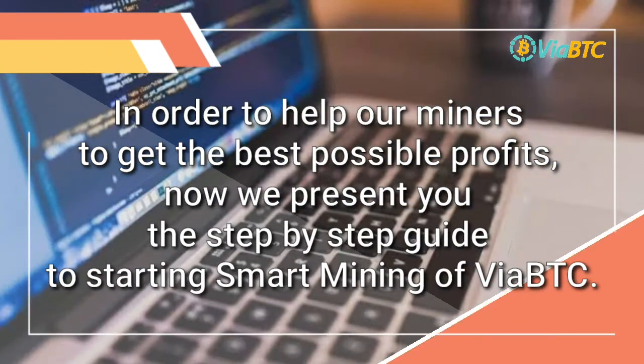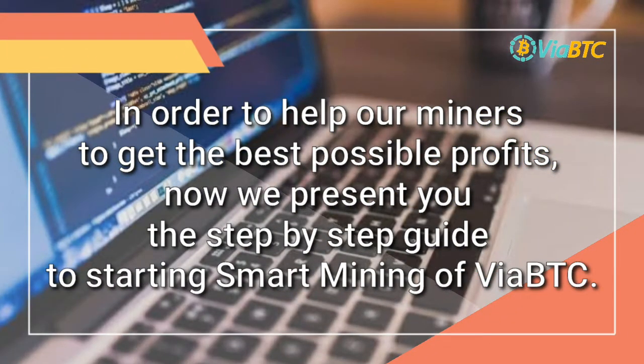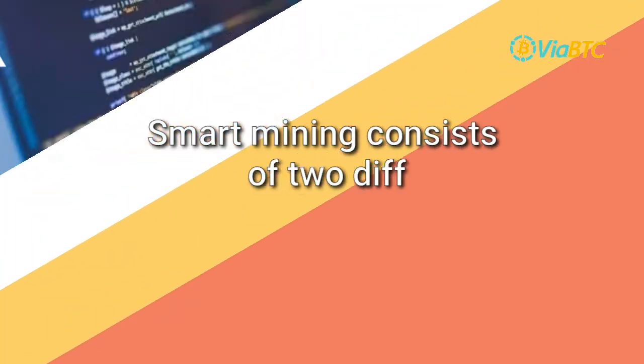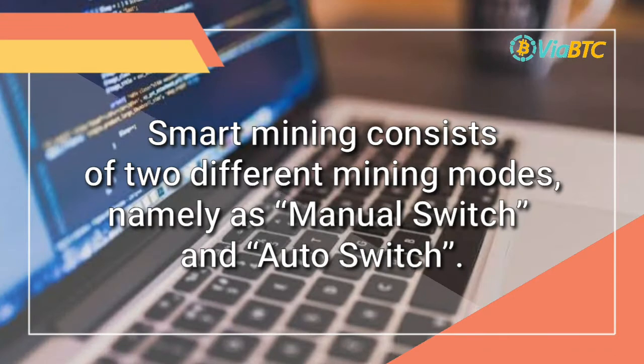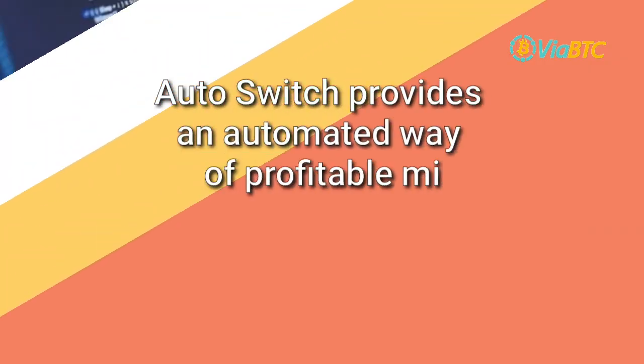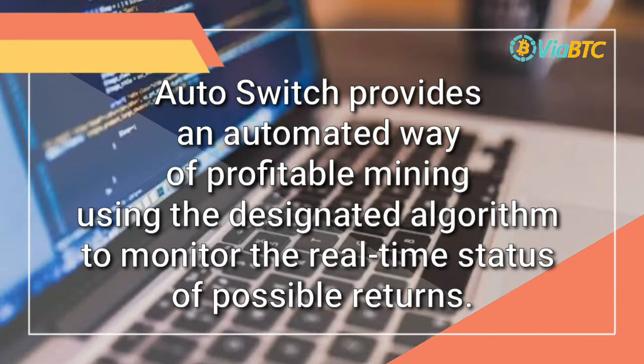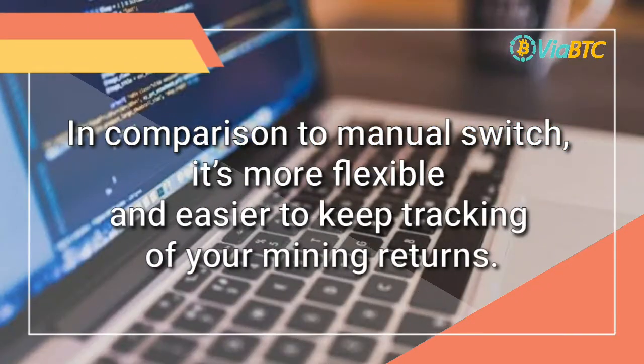In order to help our miners to get the best possible profits, now we present you the step-by-step guide to starting smart mining of ViaBTC. Smart mining consists of two different mining modes, namely manual switch and auto switch. Auto switch provides an automated way of profitable mining using the designated algorithm to monitor the real-time status of possible returns. In comparison to manual switch, it's more flexible and easier to keep tracking of your mining returns.